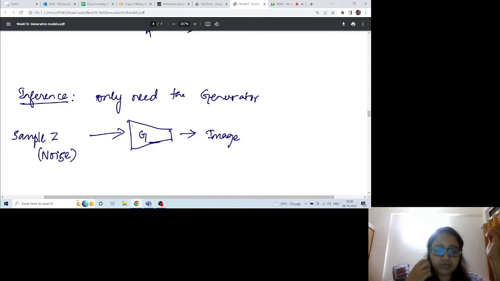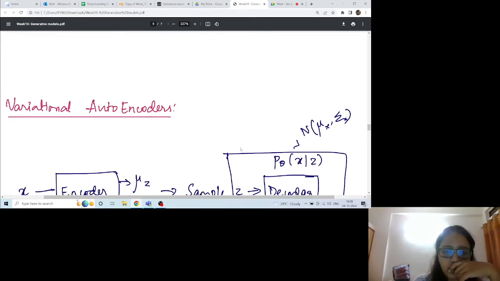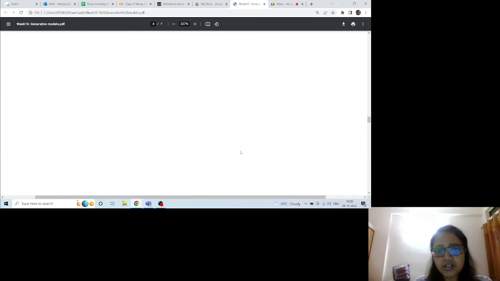So you again sample Z from some Gaussian noise. That is how the generator is designed to work. You give this noise as input, and the generator generates some image. Because the generator is now trained well, it is supposed to give images that are realistic in nature. So these are GANs in very short.